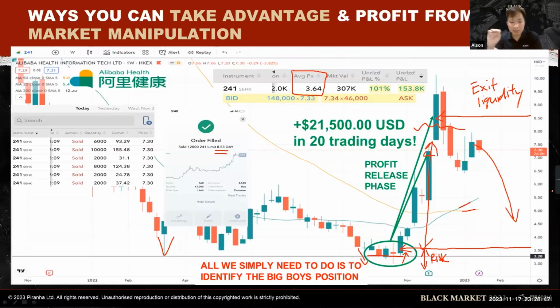Understand? The best time to buy is when it's not so obvious. And you must understand, without any fanciful indicator, the interest and the positioning of the big boys, to get the minimal risk for high return. I made about $21,500 in just 1 month, 20 trading days, just by using the price action manipulation strategy.